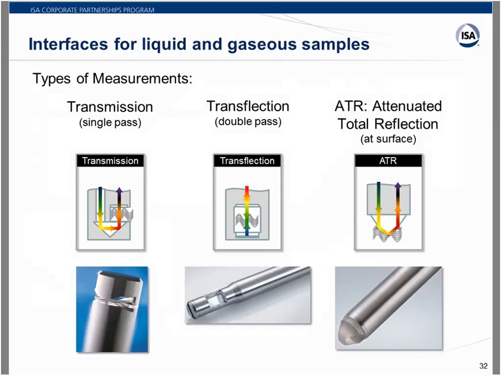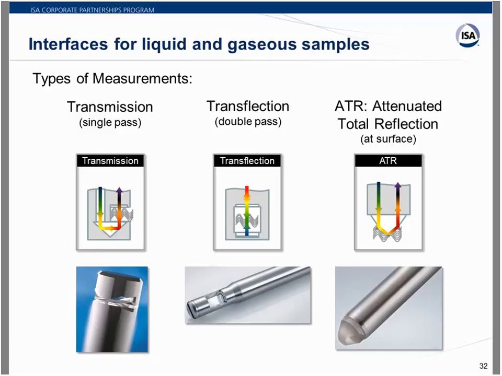But most people, when they think of probes, think of liquid and gaseous samples. You want to be able to take this probe, stick it into your beaker or into your process line. And so first of all, you have several different types of measurements. First of all, you have what's called a transmission probe, and it's a single pass probe that is most analogous to a cuvette, where the gap between the illumination and the detection side of the probe is basically like each side of the cuvette.